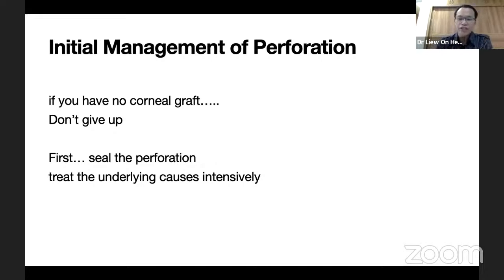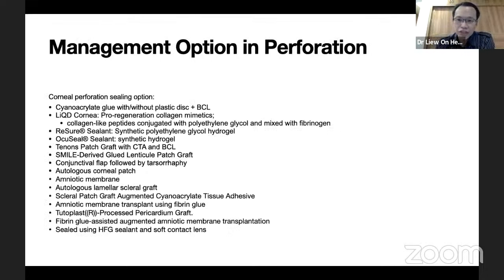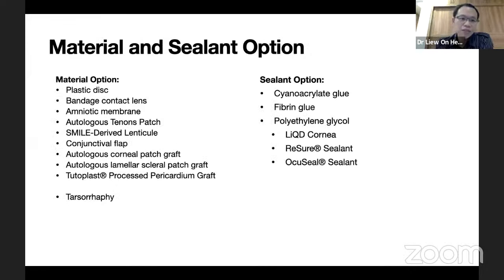First, you need to seal the perforation. I did some literature search on Medscape, and it shows that there are many options for sealing a perforated cornea, so I simplify it into two options: material and sealant. The materials that may be used are a plastic disc, bandage contact lens, amniotic membrane, autologous Tenon patch, SMILE-derived lenticule, conjunctival flap, autologous corneal patch graft, autologous lamellar scleral patch graft, or pericardium graft. The sealants used are cyanoacrylate glue, fibrin glue, or polyethylene glycol sealant.